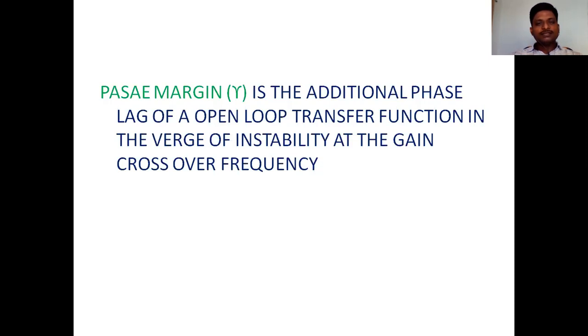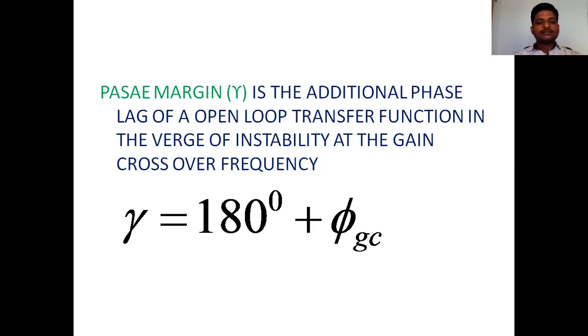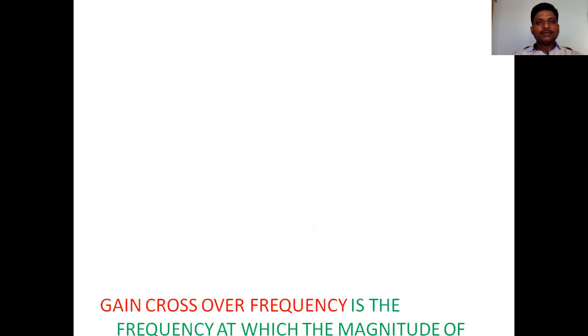So at that frequency, we are going to add some phase. Okay, that is the additional phase. So gamma is expressed mathematically. Gamma is equal to 180 degrees plus phi gc. So phi gc is the additional phase lag.